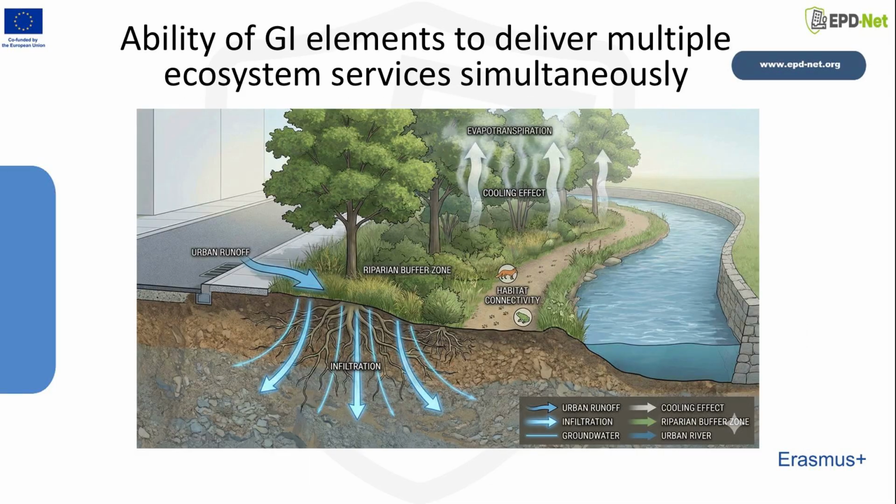Research shows that systems like urban meadows, bioswales, green roofs, and riparian buffer zones can simultaneously reduce runoff, improve air quality, enhance urban biodiversity, and create accessible community spaces. Hansen and Pauliet, 2014.